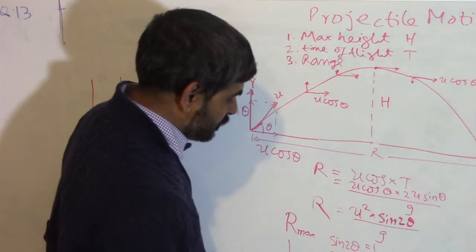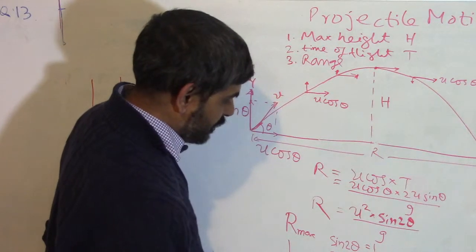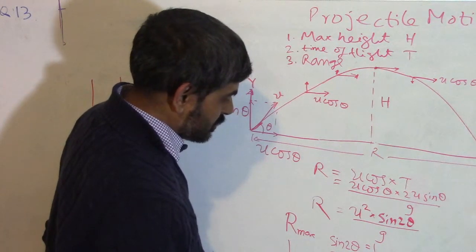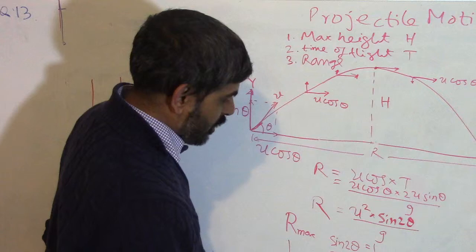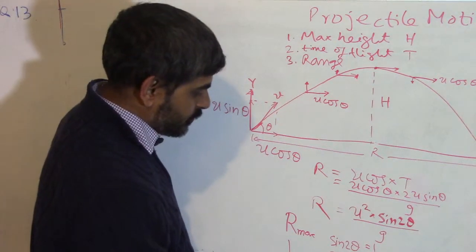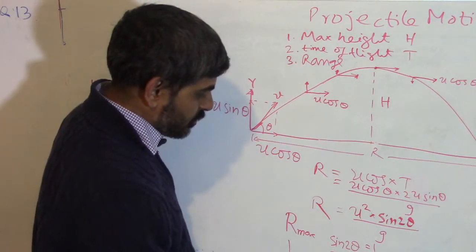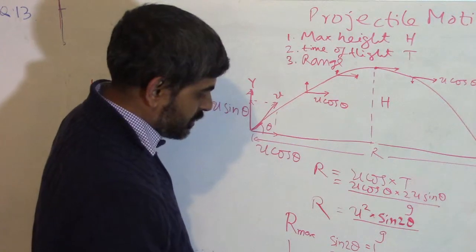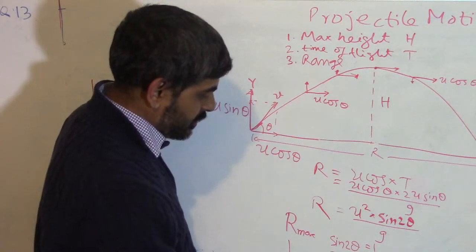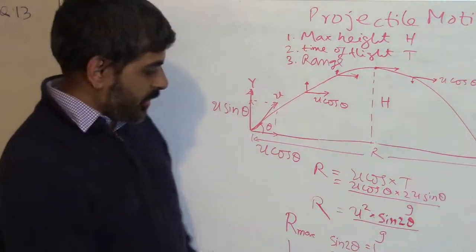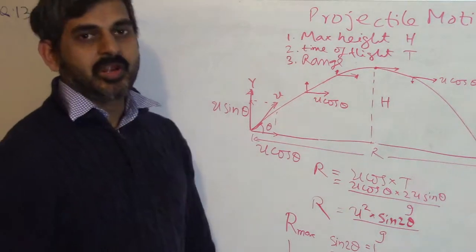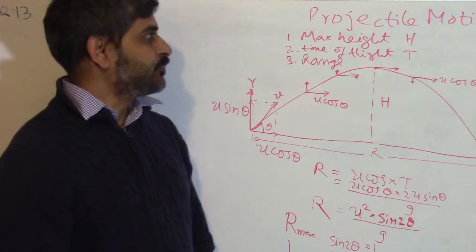So the graph will look like this. If you throw it at 45 degrees, you reach this range. If you throw it at a lower angle, it reaches here. If you throw it at a higher angle, then also it reaches a lower range. The maximum range is achieved at a 45 degree angle.